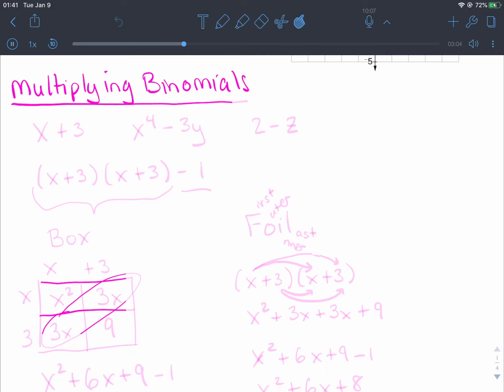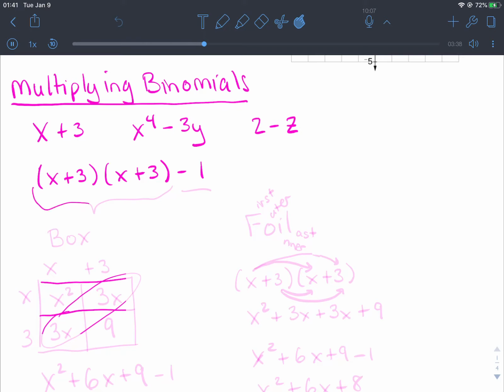This is something known as multiplying binomials. What exactly is a binomial? It's a term that has 2 terms in it, such as x plus 3, x to the 4th minus 3y, 2 minus z. As long as it has 2 terms, it is a binomial. So let's go back to what we were working with. We had x plus 3 times x plus 3, and then minus 1. And what I want to do is just focus on everything except the minus 1.